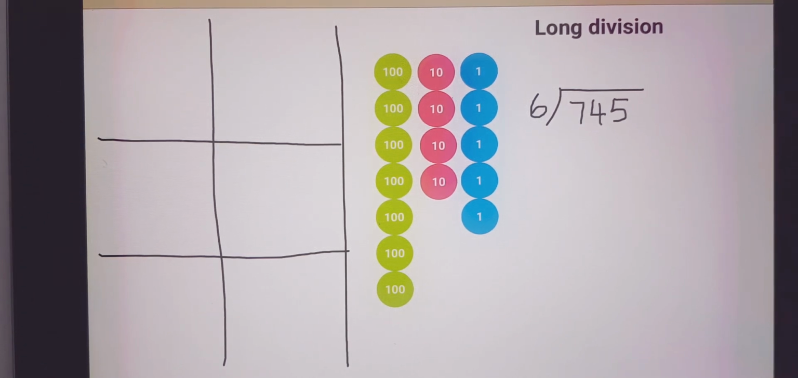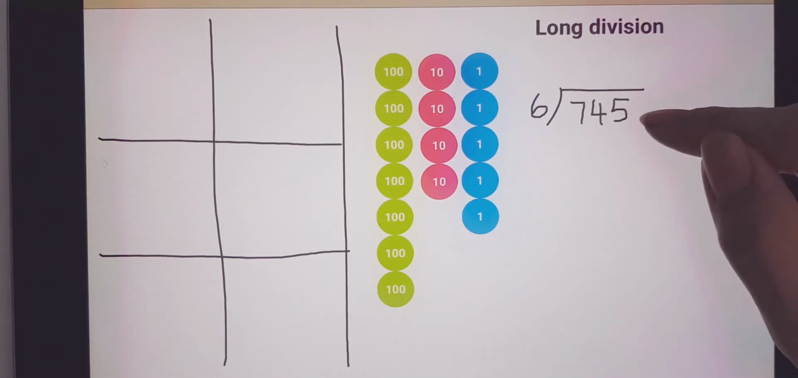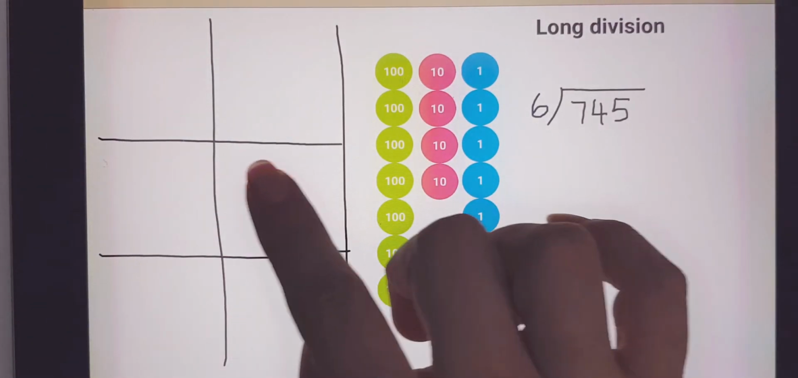Hello kids, today we are going to be looking at long division. Now, one way of thinking of long division is equal sharing. In equal sharing, we are taking a certain number of things and we are sharing it equally into groups.